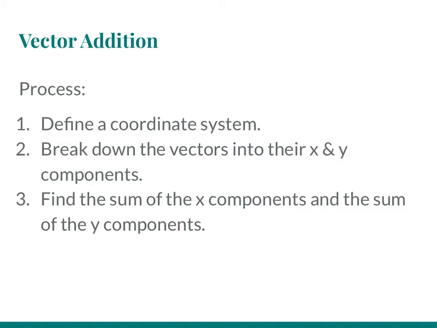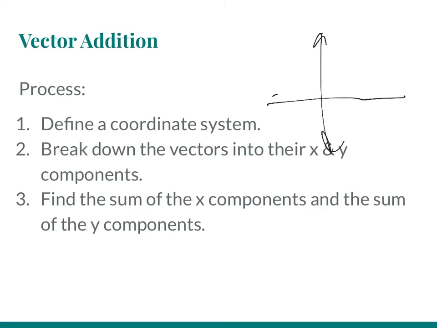So the process for vector addition is that you have to start with a coordinate system. Now, most of the times, the coordinate system is obvious or it's already written for you, but you do have to make sure there is one. Otherwise, you don't know how to break down your vector into components. It's hard to break something into x and y components if you don't have an x and a y. So first thing you got to do is define a coordinate system. Second thing you got to do is break down the vectors into x and y components. So if you don't know what that means, I'll draw a quick little diagram.